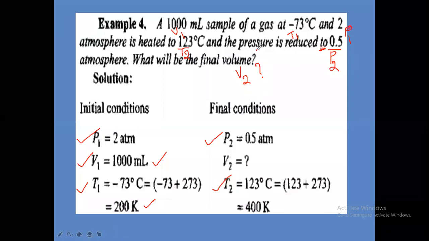Suppose if they say the pressure is reduced by 0.5, then initial 2 minus 0.5 will be equal to 1.5 atm, which will be taken as P2 in that case. But here 'reduced to' is given. So the pressure is reduced to 0.5, that means from 2, the pressure is reduced up to 0.5. So the final pressure is 0.5 only. Okay, so V2 we need to calculate here.